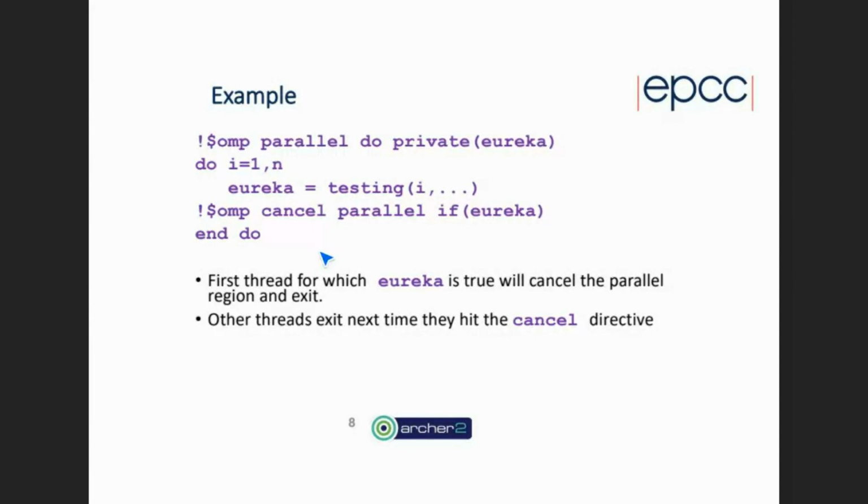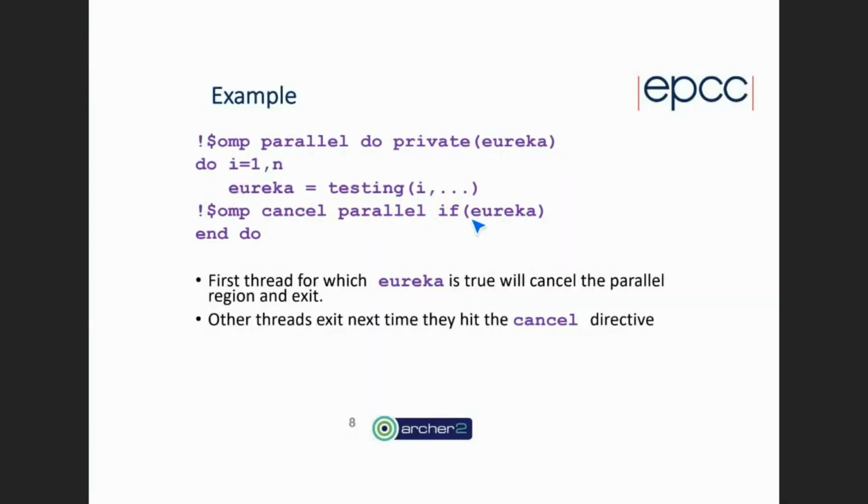So you can do something like this. Suppose you have a parallel loop and you're searching for something. As soon as one of the threads has found the thing in one of the loop iterations, you want all the threads to jump out to the end of the loop. So you have your parallel loop, and for every value of i, you do some test and set a flag to say whether the test was successful or not.